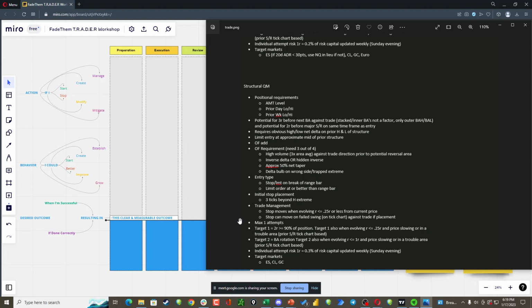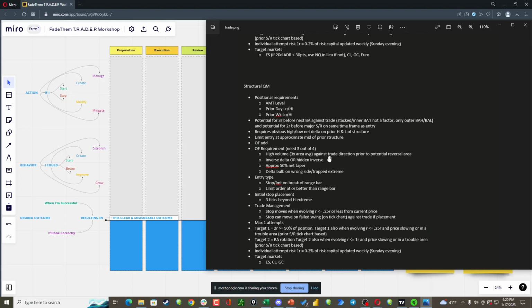No, this doesn't have to have delta. So this is a structural trade that I enter. I will step in front of the bus and just enter, and then I will usually reserve a piece for order flow if it has it. So that's why it says OF add. What requires obvious high-low net delta on prior high and low structure? So at the same time that price structure is being made, I also want to see a specific type of delta being put in within the structure itself.